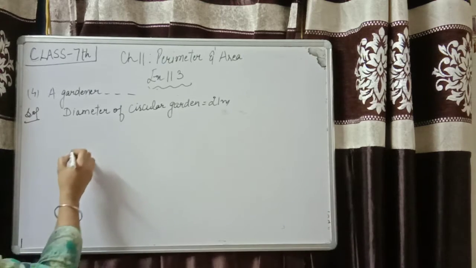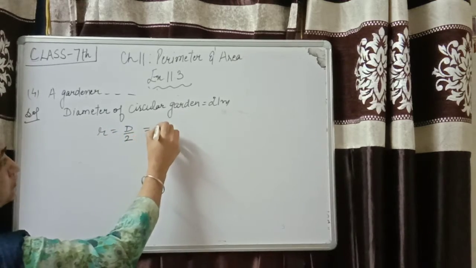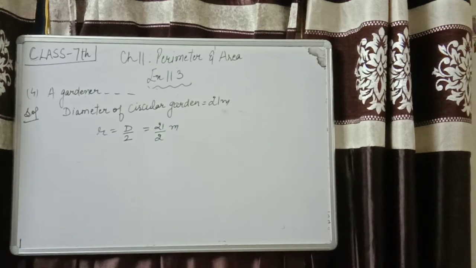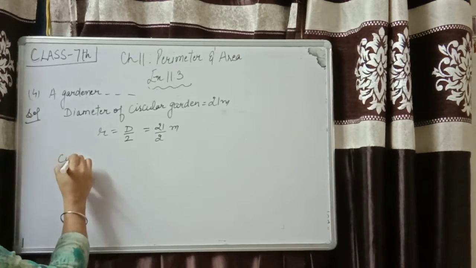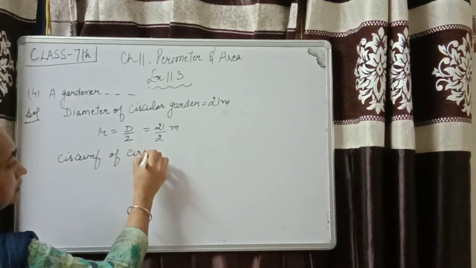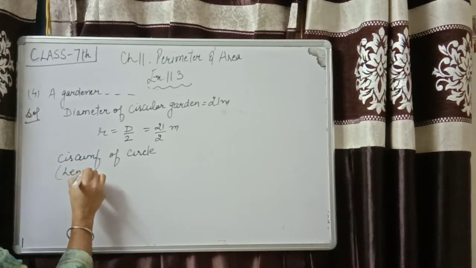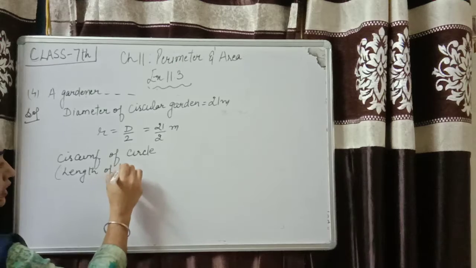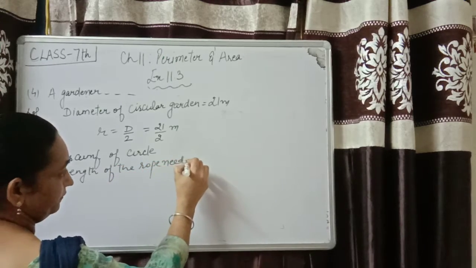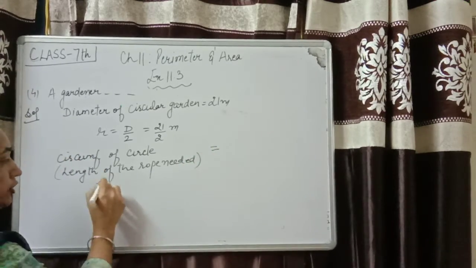Diameter of this garden is this, and radius is what? Radius is half of the diameter, which means 21 by 2 meter. We'll just take it as 21 by 2. So firstly, the circumference of the circle, which means the length of the rope needed. So we have to take rope for 2 rounds.